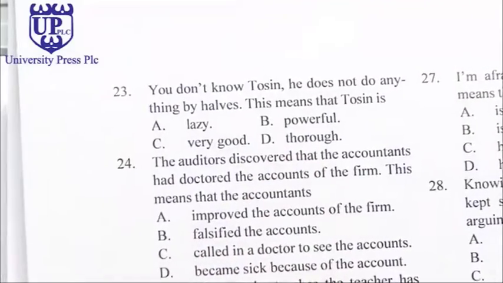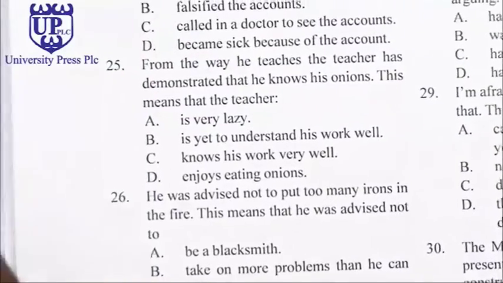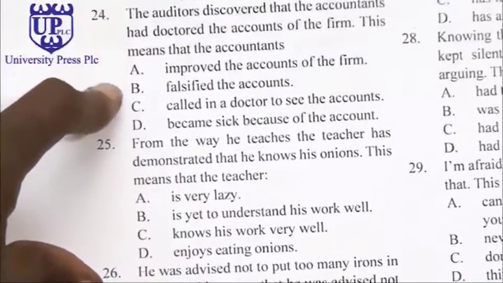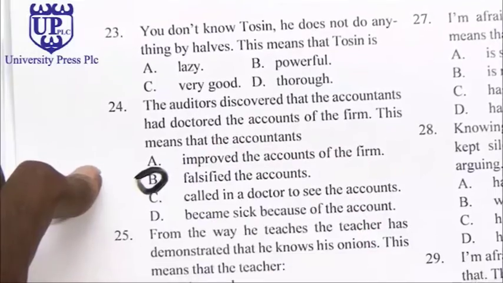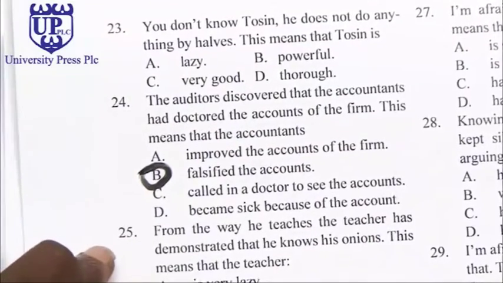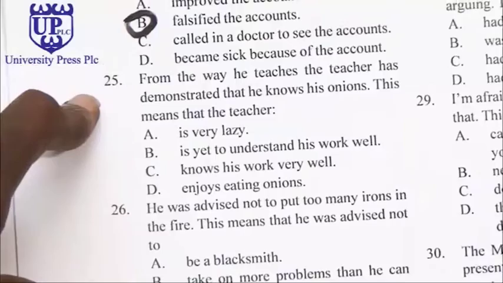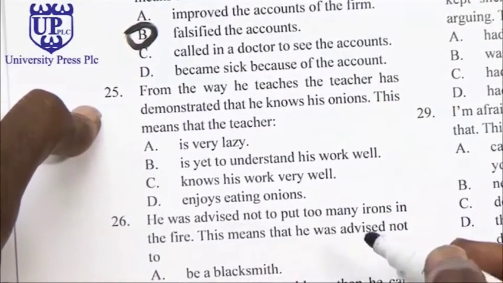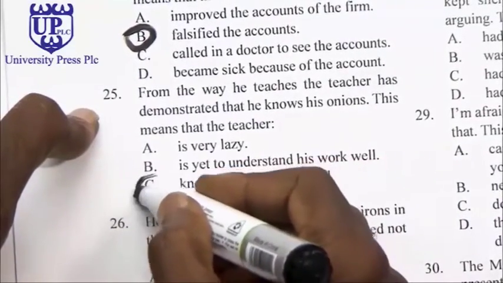Right. The auditors discovered that the accountants had doctored the accounts of the firm. What have they done? In other words, they have falsified. That is to doctor the accounts, to falsify. That's the meaning of that idiom. From the way he teaches, the teacher has demonstrated that he knows his onions. This is somebody knows his onions. What does it mean? This means that the teacher knows his work very well.